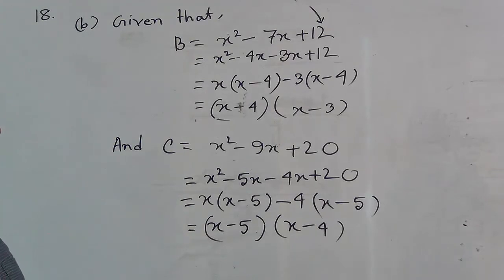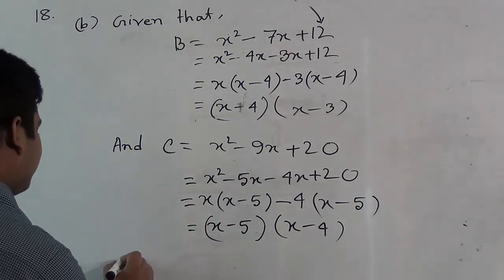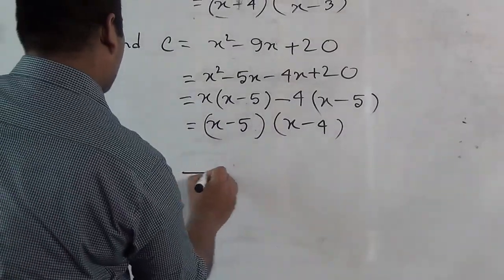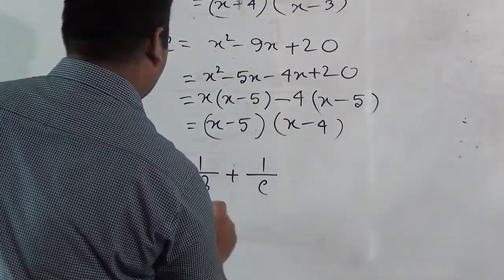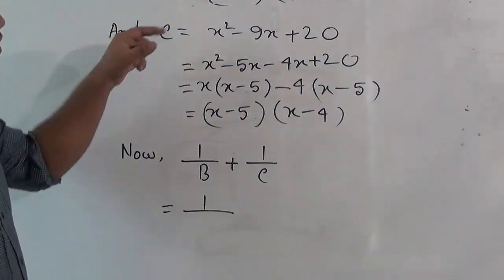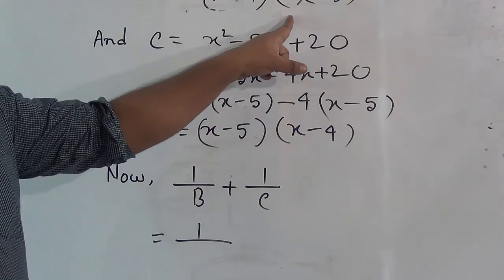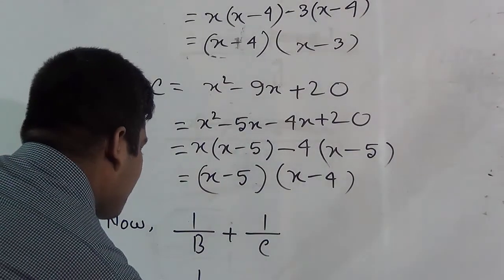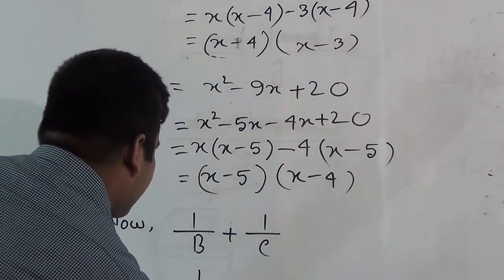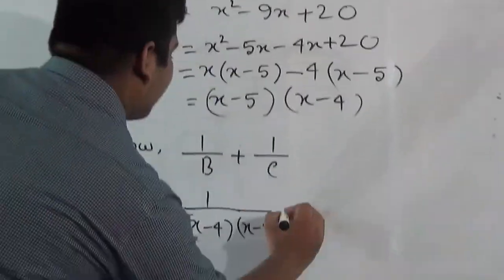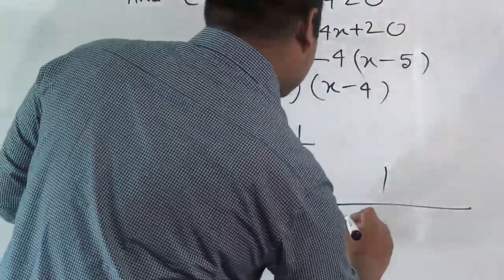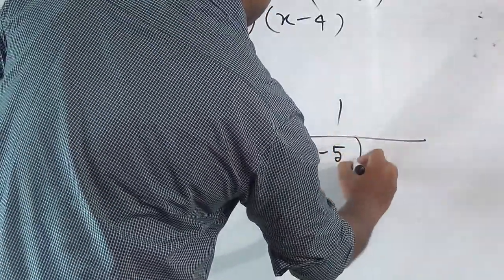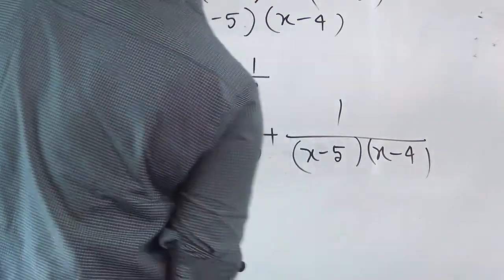Now we express 1 by b plus 1 by c in the lowest form. Now 1 by b plus 1 by c. My dear students, what is the value of b? The value of b is x minus 4 into x minus 3. Now we put 1 by x minus 4 into x minus 3 plus, what is the value of c? The value of c is x minus 5 into x minus 4.